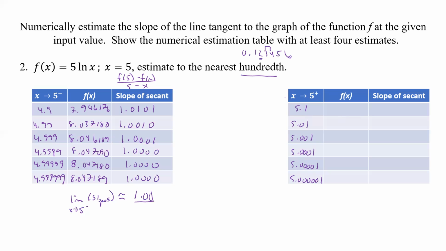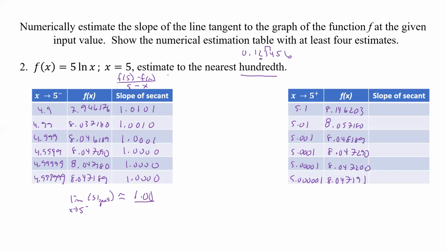Now we just take 5 times ln of 5.1, and we get 8.146202699. And so I'm going to do this as 8.146203, and then I'll have 8.057180, and then 8.048189, and then we have 8.047290, and 8.047200, and 8.047191.